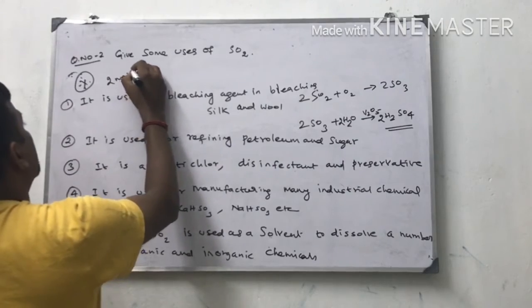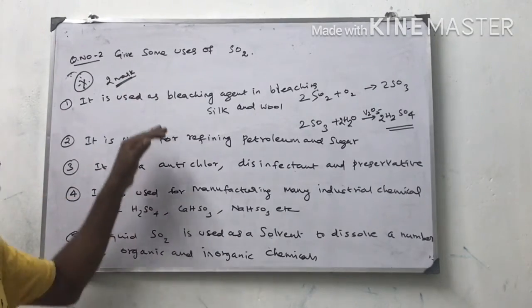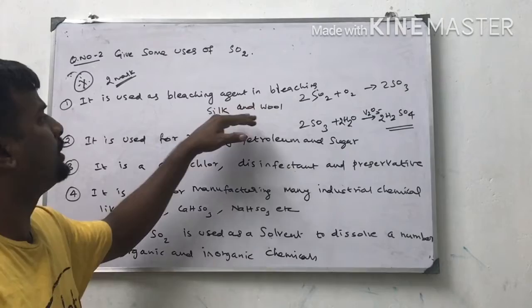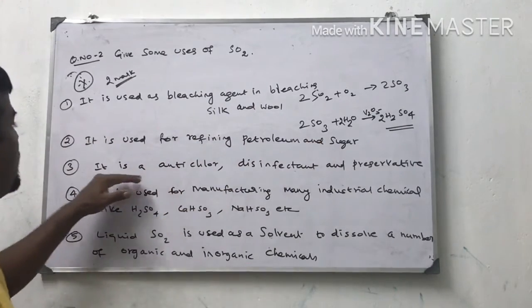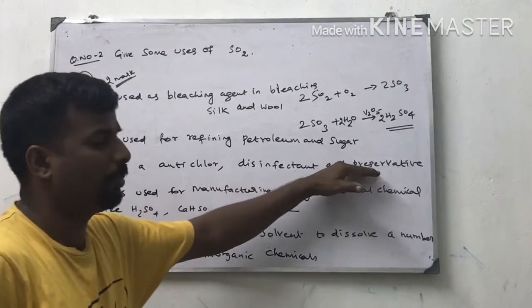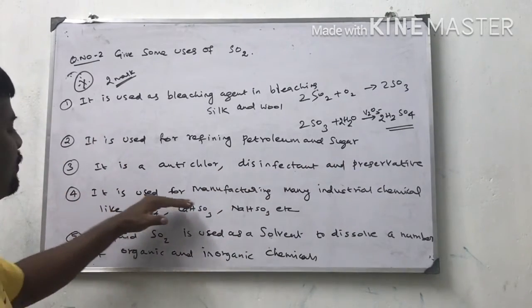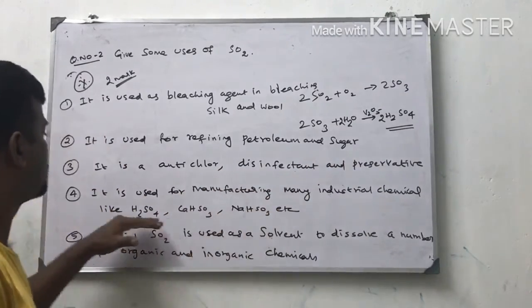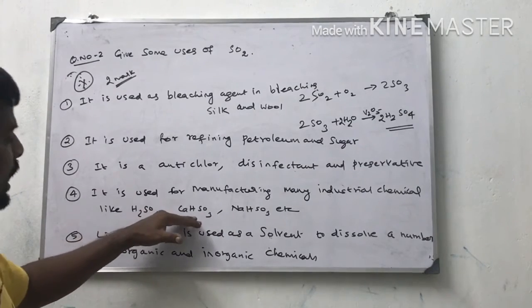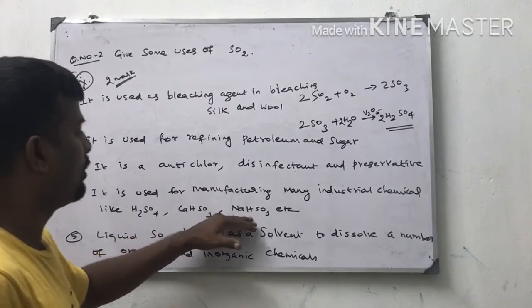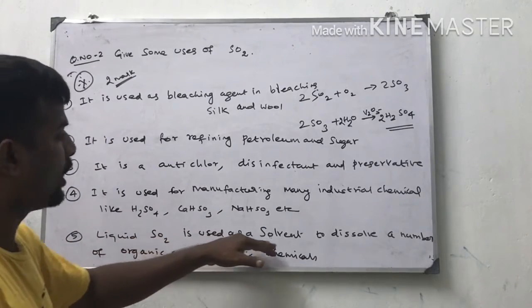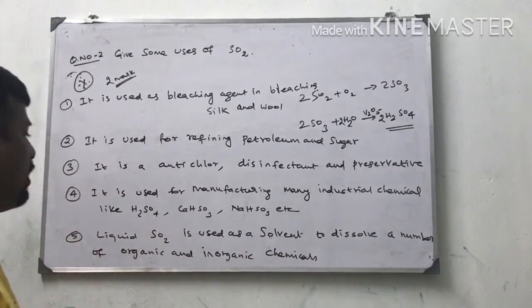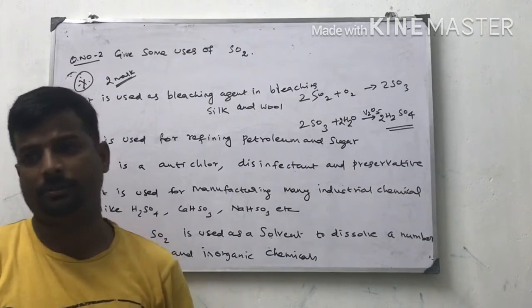Important 2 mark question. So it is used as a bleaching agent in bleaching silk and wool. It is used for refining petroleum and sugar. It is an anti-chlor, disinfectant and preservative. It is used for manufacturing many industrial chemicals like sulfuric acid, calcium hydrogen sulfide, sodium hydrogen sulfate, etc. Liquid sulfur dioxide is used as a solvent to dissolve a number of organic and inorganic chemicals.